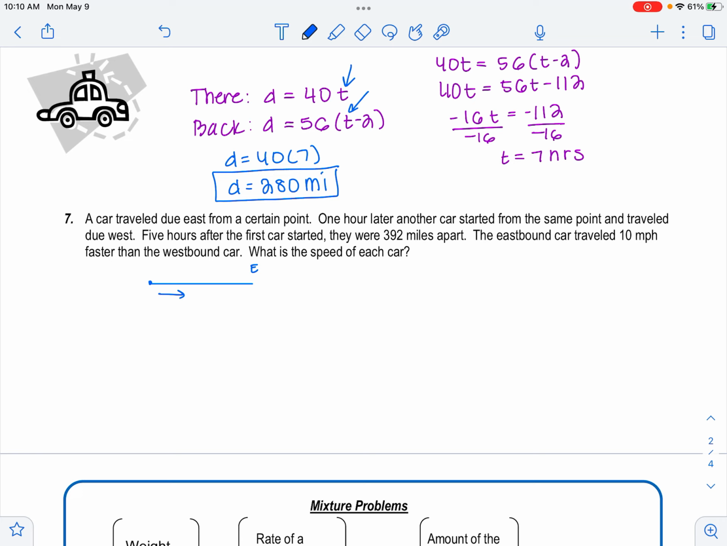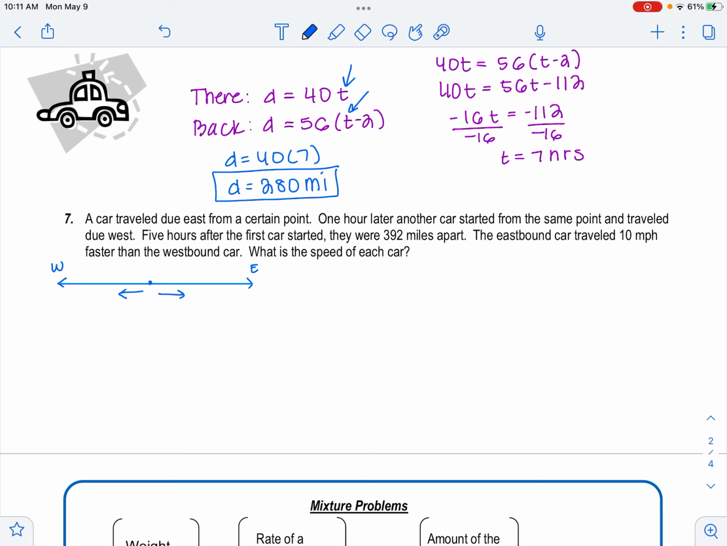1 hour later, another car started from the same point and traveled due west. So I'm going to have a straight line right here and a car traveling this direction. Put W there for west. Right now, the way I have it, it looks like they traveled the same distance, but let's put arrows on the end because I don't know how far they traveled.